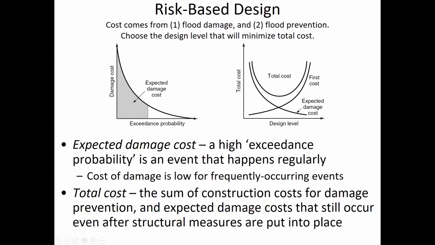So if you're building a really sophisticated structure that will protect against the 100-year storm, for example, now you're not having very much damage cost, but your construction costs are high. And so this total cost curve, what you should be doing is working to minimize the total cost curve, so finding the lowest point in here.